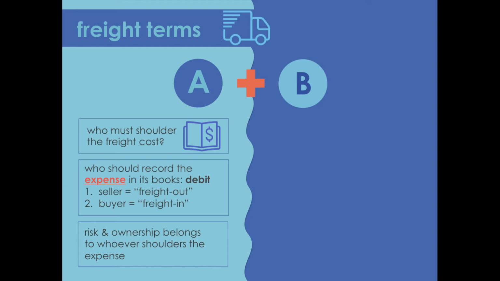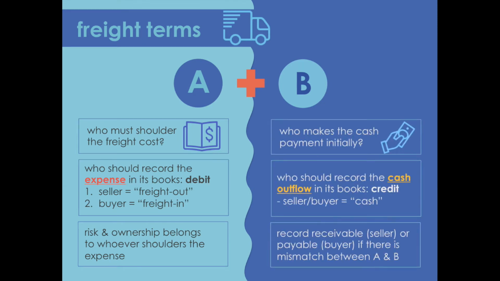These pertain to delivery costs or expenses, so these are debited by the person shouldering the expense. While in transit, the risk and ownership of the goods will belong to the person who shoulders the freight cost. For example, if the goods disappear while in transit, the person who shouldered the freight cost will be the one to bear the loss.